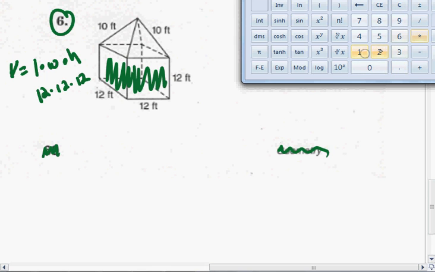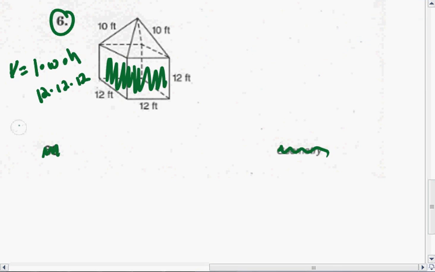So 12 times 12 times 12 is 1,728. So I'll record that answer over here on the left side of the paper, and we'll come back to that as we work through the problem. We'll find the volume of the pyramid on top next, and then we're going to add that to the 1,728 to finish up the problem at the end.